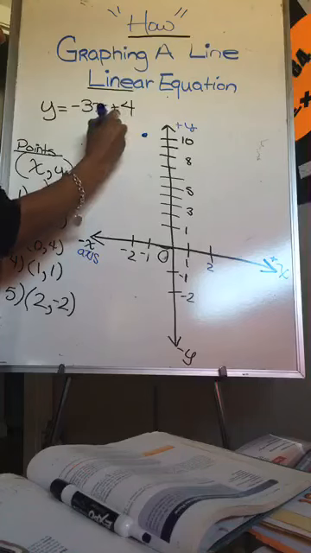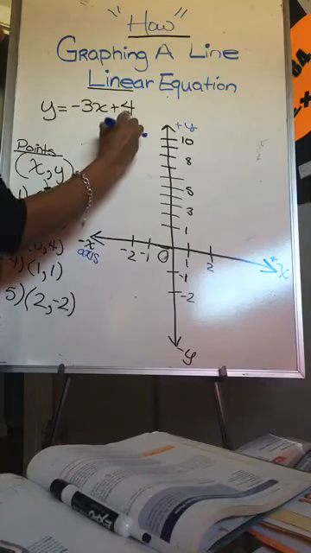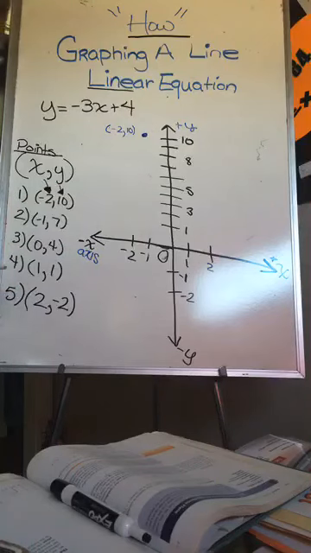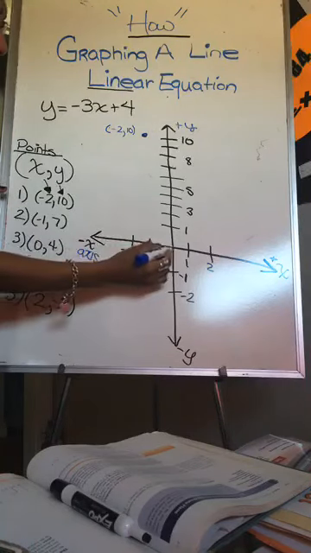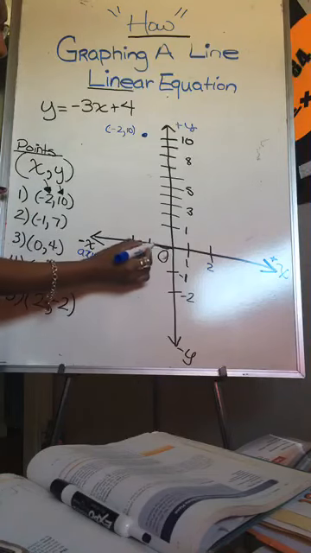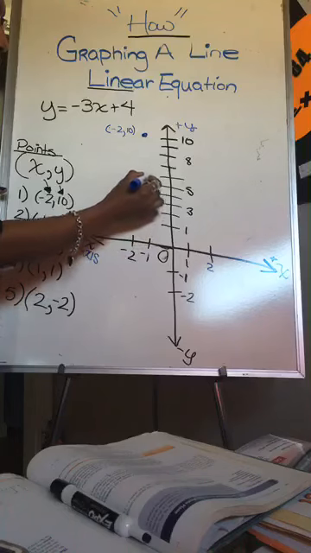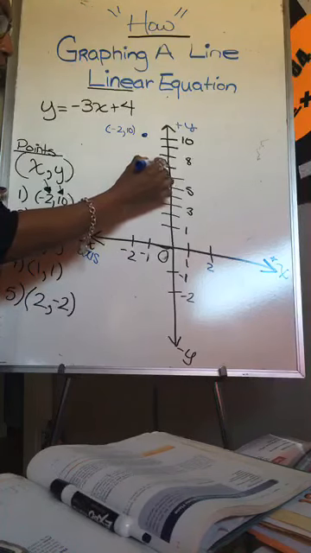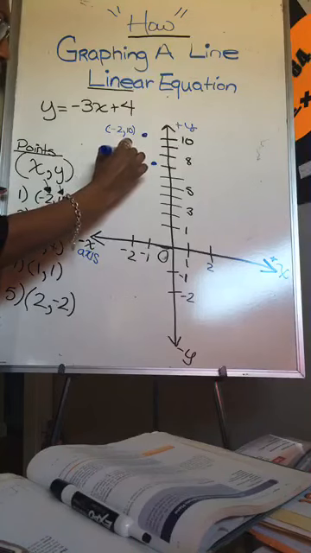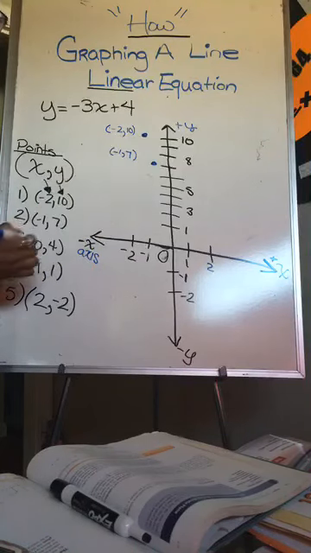And sometimes they like you to label it. So we're going to say this is the point labeled at -2, 10. All right, now we're going to come over -1 and we're going to go up 7. So we're going to come over -1 and we're going to count up to 7, and 7 is before 8. And we're going to label it. They always like you to label it, okay?